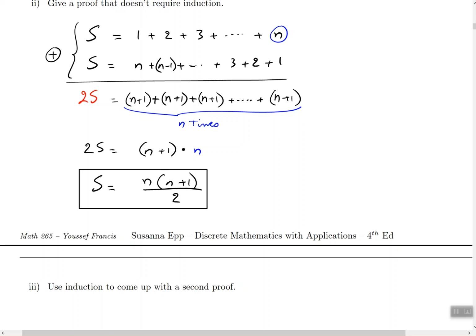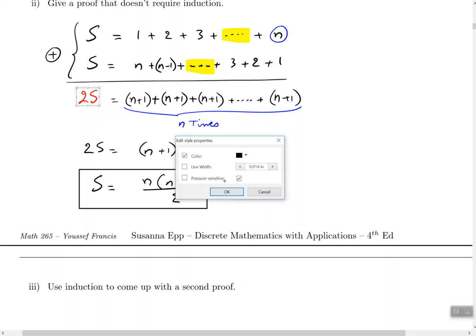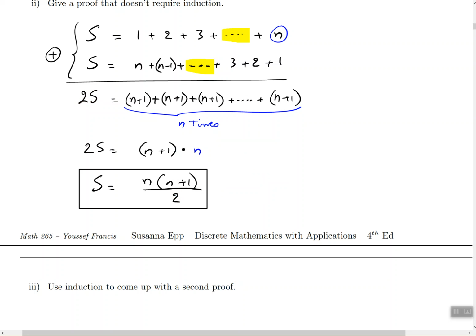So that's a proof that doesn't rely on induction, but you have to visualize what's going on inside these ellipses, and believe that there are n plus 1 terms, and so on. It's not a very professional looking proof, but it's interesting, because at least you can see the motivation for why it works, and you can see in the next page the induction proof, and hopefully it'll make more sense.